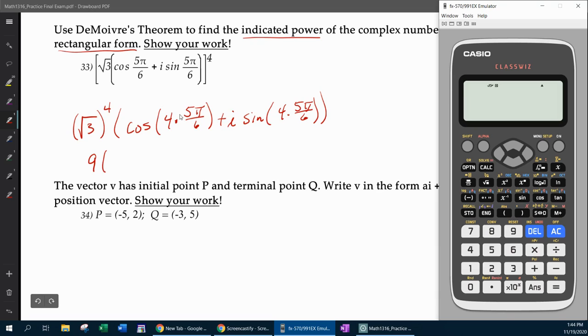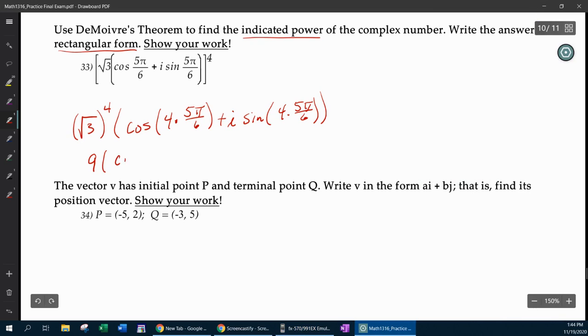And then for your multiplication here, again, if you need some help, you can use the calculator. 5, and if you want to put the pi in, you can. The Casio makes it easy. And that's going to be 10/3 pi, or 10 pi over 3. Cosine of 10 pi over 3 plus I sine of the same, 10 pi over 3. Now this would be the correct answer if they wanted it in polar form, but they asked for rectangular form.